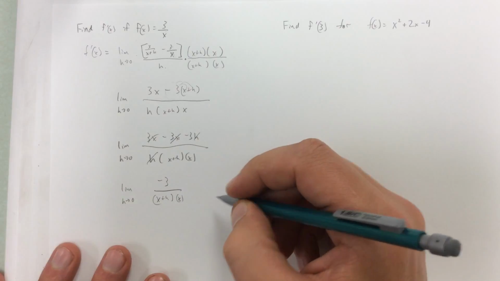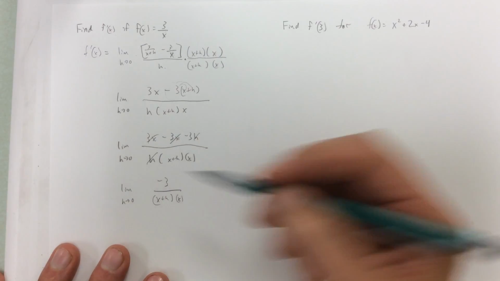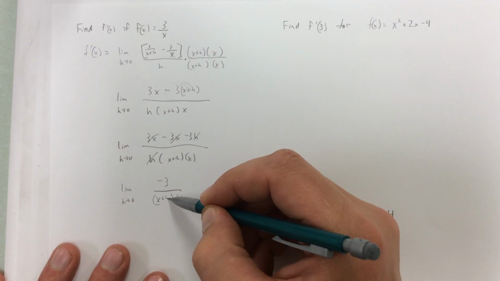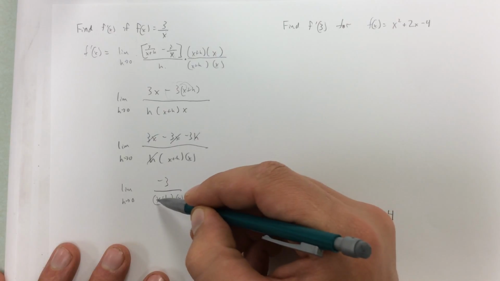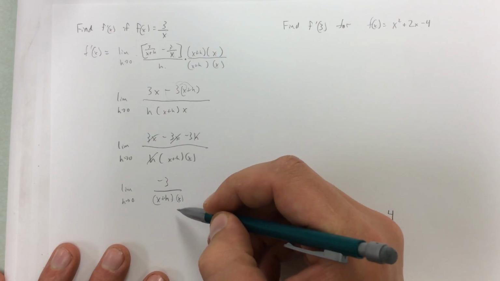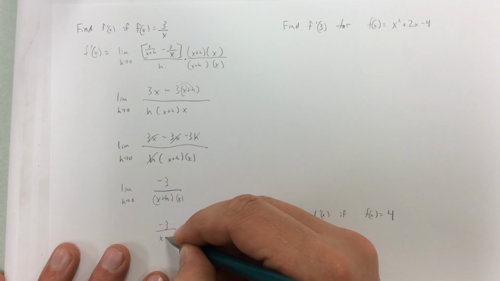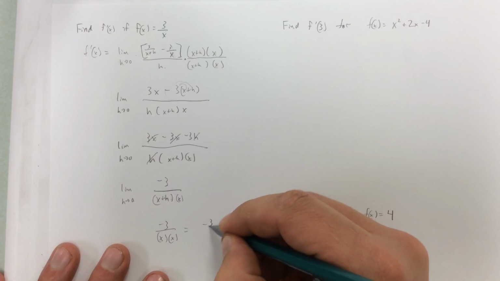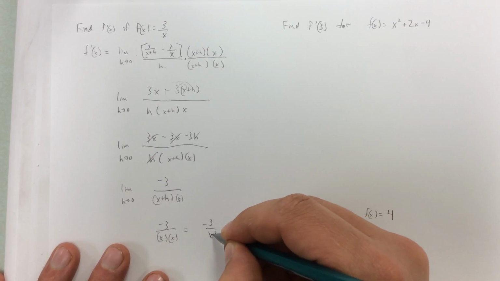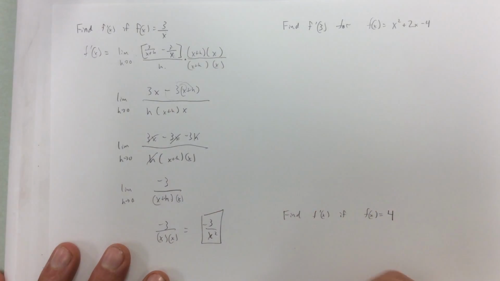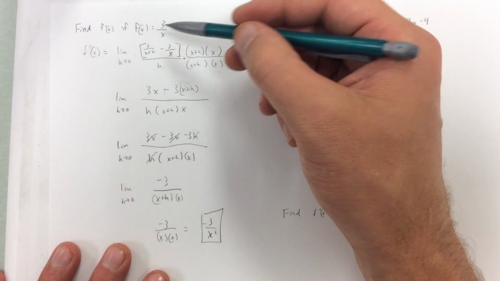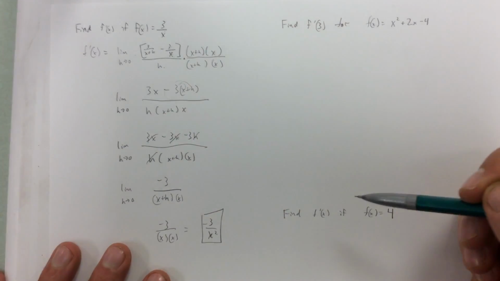Well, now, once again, I can plug in 0. I can plug in 0 now. This is great, because if I plug in 0 here, it's x plus 0. Well, x plus 0 is just x. So I really have negative 3 over x times x, and that's going to give me negative 3 over x squared. And that is the derivative for this function.